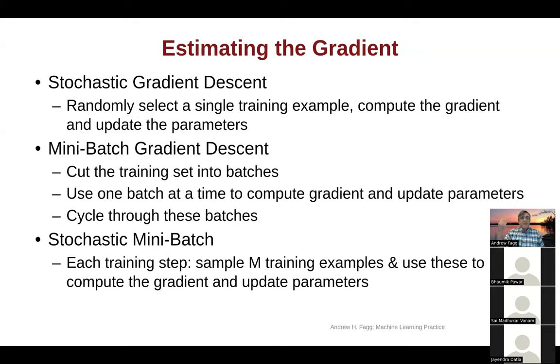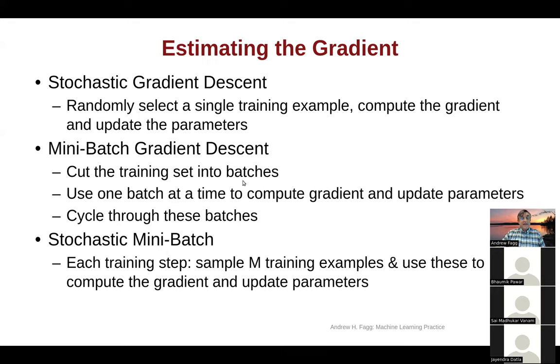Mini batch gradient descent means that we're grabbing not one sample, but a set of samples. So that's a batch. We compute the sum of the gradients for that entire batch and then update the parameters given that gradient estimate. And then we cycle through our batches. So we've cut our training data into a set of batches, and we do one batch at a time. If the batch size is big enough, then we actually do a reasonable job of estimating the gradient, even with a small number of samples. Doing the computation in order to take one step can be a lot cheaper than actually evaluating the entire training set.